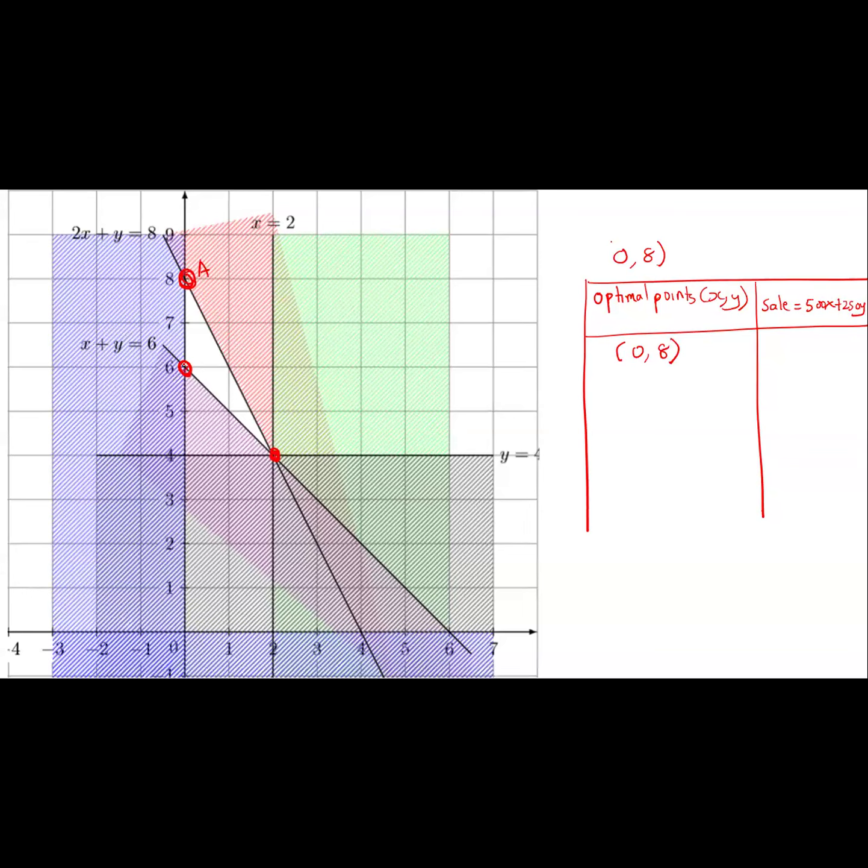I will come to the next one here at the corner. That is (0, 6). I'll come to another one here. This is my point C, which is (2, 4). In case you want, you can add another point. Take an example, you can take this point on the line, which is maybe (1, 6). In case you want, you can also take this point, which is (1, 5).